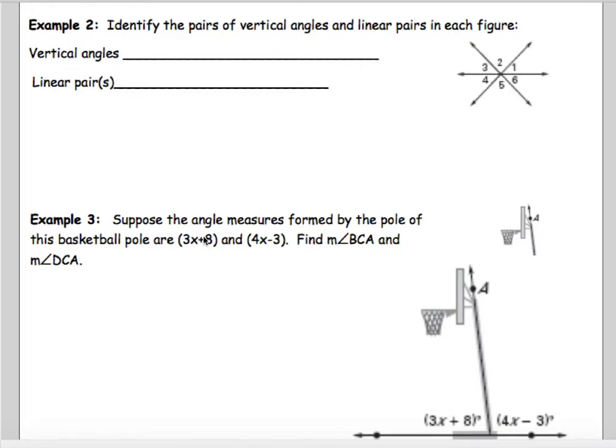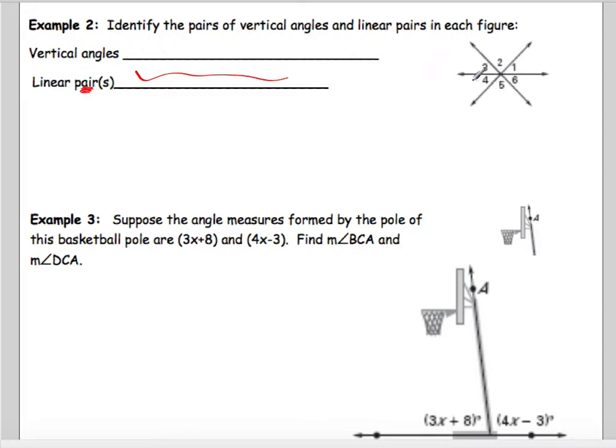Here they are wanting us to identify vertical angles, but it also says linear pairs here. And the problem with this picture is that there are no linear pairs. To be a linear pair, it must be just 2 angles creating it. And the only way I have for naming angles in this picture is these numbered angles. So I couldn't say 4, 5, and 6 because that's not a pair, even though they do make a straight line when you put them together. So for the linear pairs, I'm not going to have any because this picture doesn't have any.